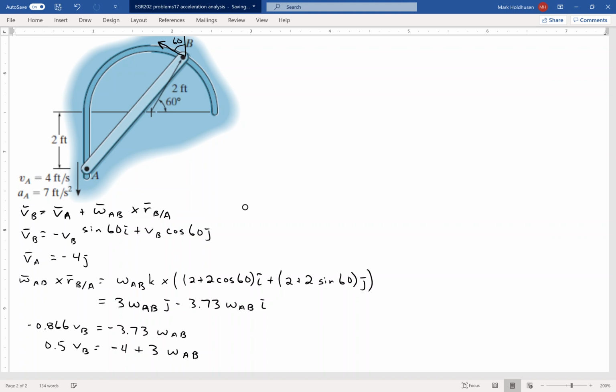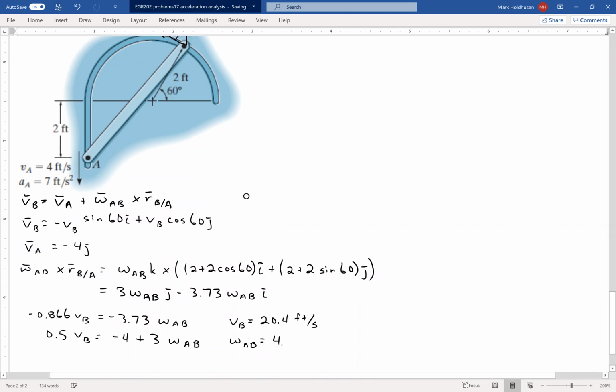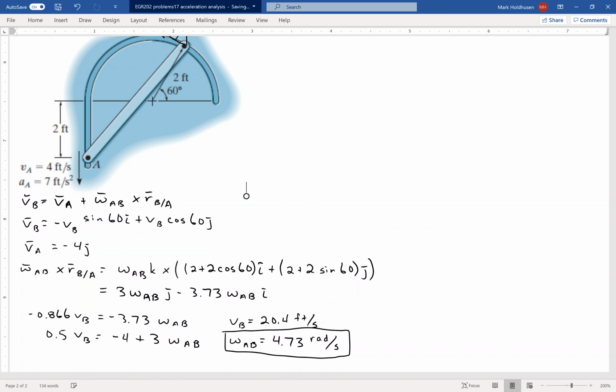Now, two equations, two unknowns. I find that the velocity of B, which I may need later, I'm not sure, is 20.4. That would be feet per second. And omega AB, which is the first thing that I'm looking for, is 4.73 radians per second. And again, I get a positive answer. That means it is counterclockwise, which is what I assumed it was going to be. Okay, so now I've got that.